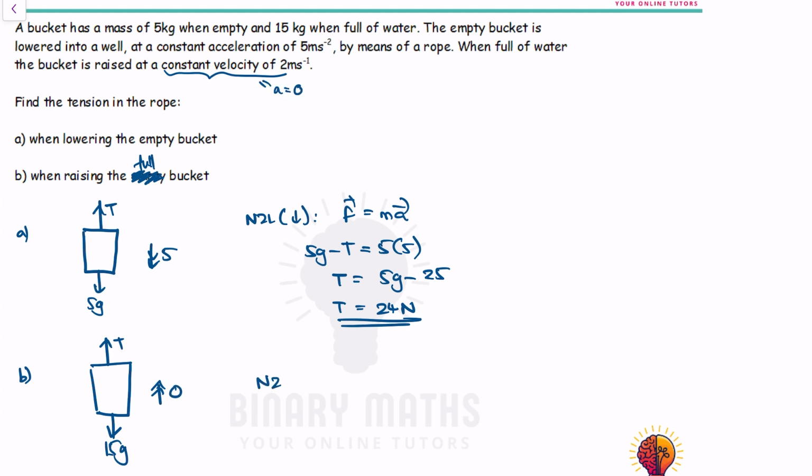So Newton's second law applied vertically: F is equal to mass times acceleration. So it will be T minus 15g is equal to mass, which is 15, times acceleration, which is 0. So T will be equal to 15g. So T will be equal to 147 newtons.